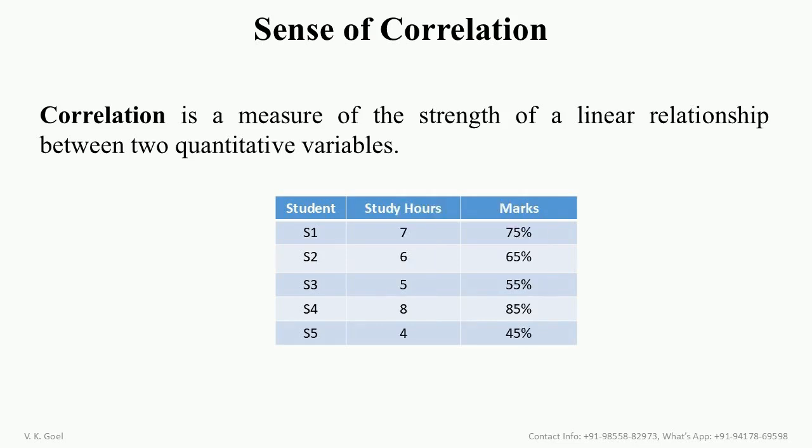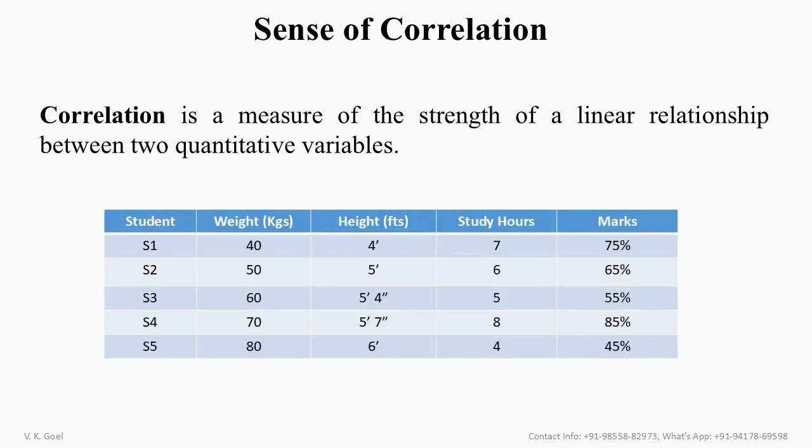In another example, a table is presented here that shows the number of study hours and percentage of marks. It can be observed that higher are the study hours, higher is the percentage of marks, and lower the study hours, lower the percentage of marks. This is very common theory. Again, therefore, it can be stated that there is a high degree of correlation between study hours and the percentage of marks.